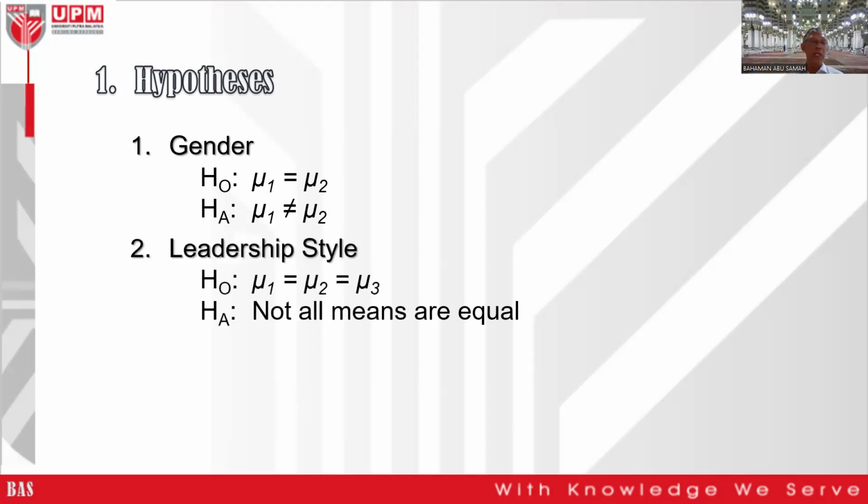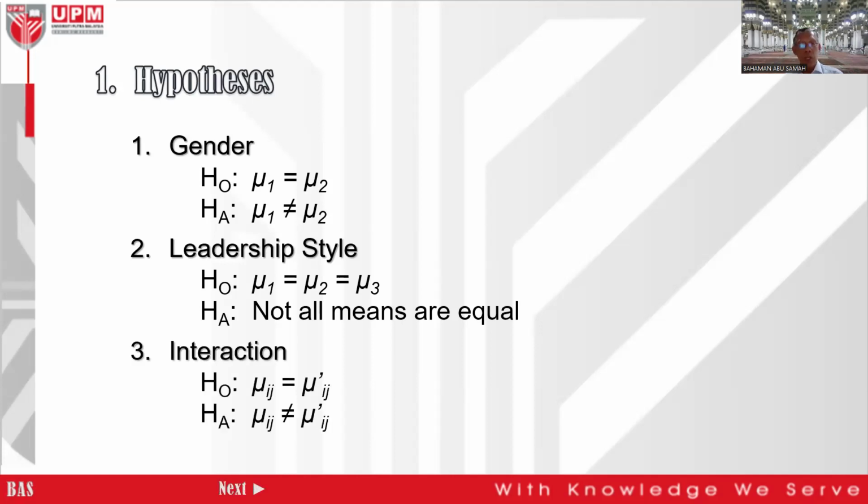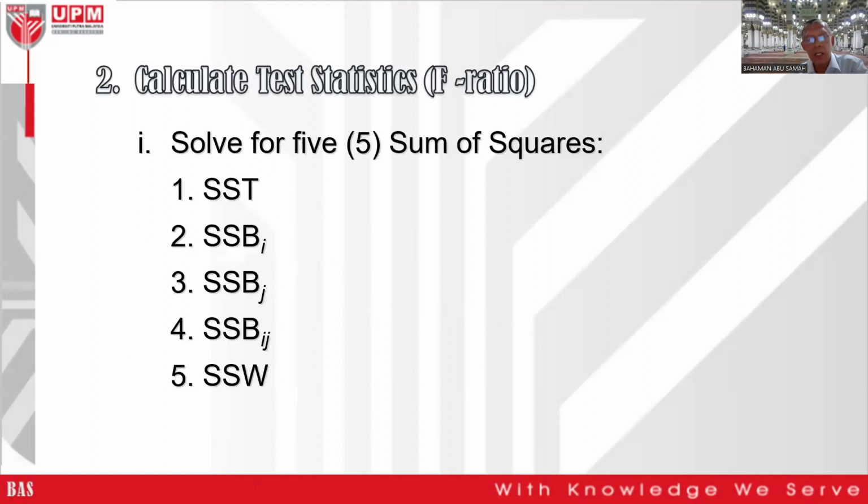Hypothesis number 2 is for the leadership style of the principal. H0: mu1 equals mu2 equals mu3, against the alternative hypothesis, not all means are equal. That will be for factor 2. For interaction, H0: mu ij equals mu ij prime, as compared to HA: mu ij not equal to mu ij prime. Those are the 3 hypotheses to be tested in this analysis: factor 1, gender; factor 2, leadership style; and finally the interaction between gender and leadership style.